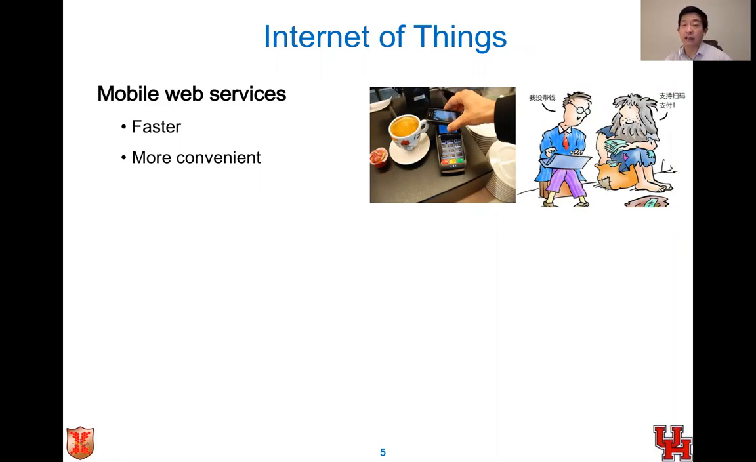Nowadays, if you go to China, there's no cash at all. Everybody uses a phone to pay. So basically it is very convenient. There's no robbery, no thief there, because there is nothing to steal.